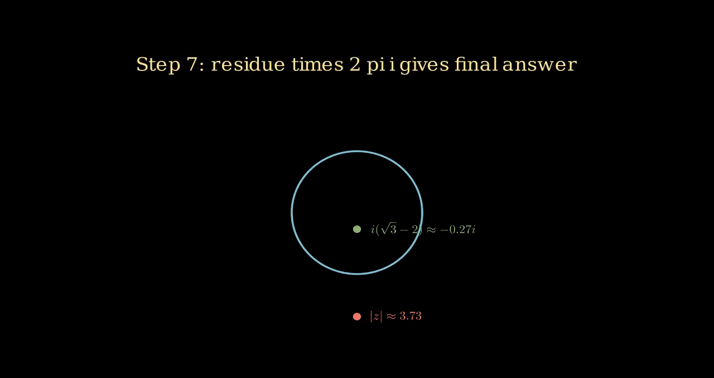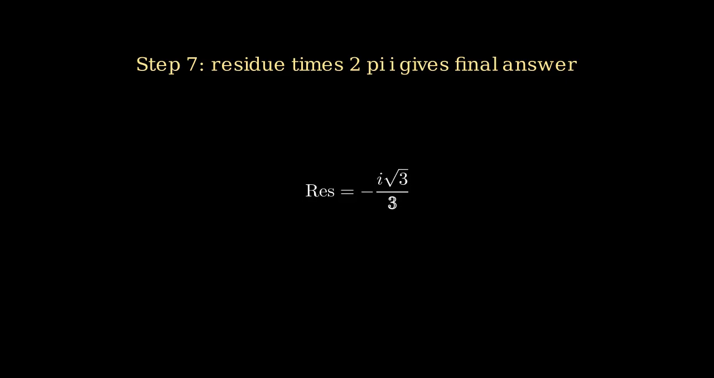Step 7. Find the residue at the inside pole and multiply by 2 pi i. The residue at the inside pole is negative i root 3 over 3, and 2 pi i times this residue gives exactly 2 pi over root 3, which equals 2 root 3 pi over 3, matching the standard formula and confirmed by direct numerical integration.